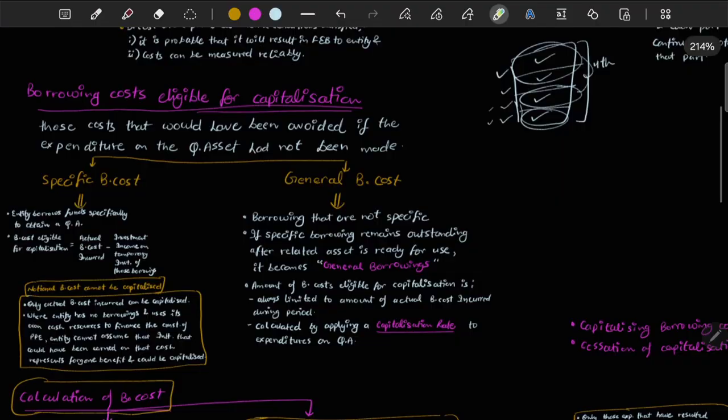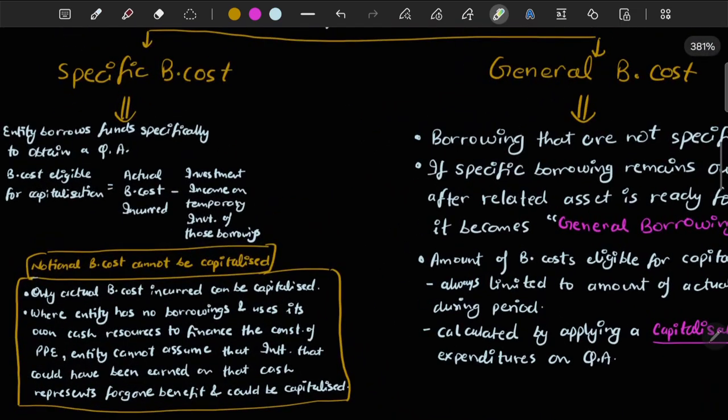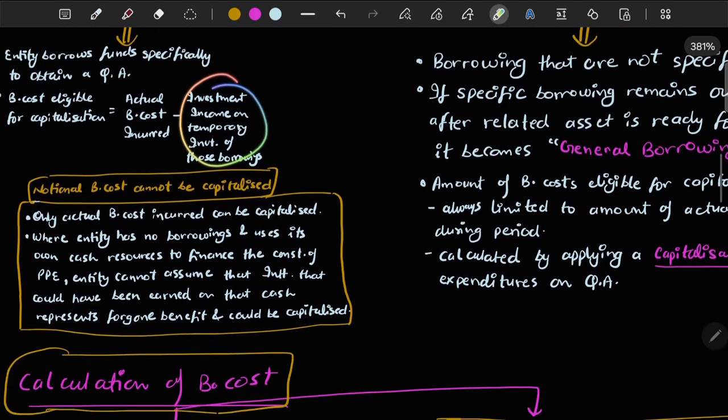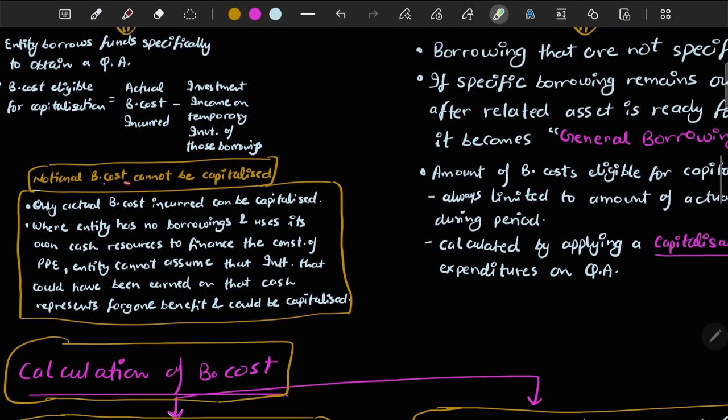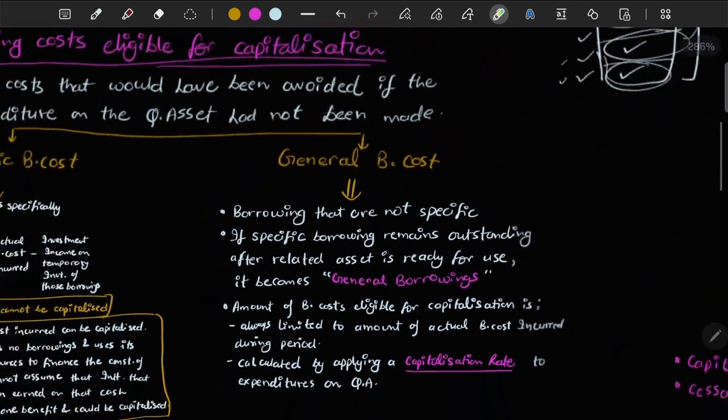Two types of borrowing: specific borrowing and general borrowings. Entity borrows funds specifically to obtain a qualifying asset. Actual cost incurred minus investment income on temporary investment of borrowings. Notional borrowing cost cannot be capitalized. Only actual borrowing cost can be capitalized.